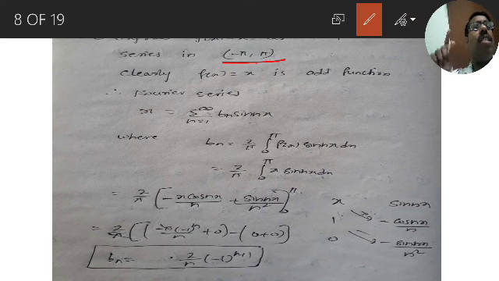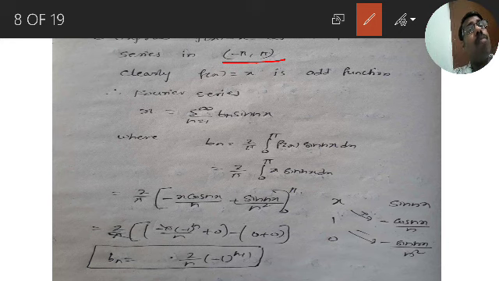The interval is minus pi to plus pi. What is the function? It is x. Clearly, x is an odd function. So a0 value is 0, and an value is again 0.